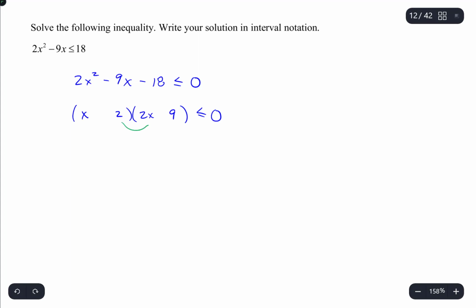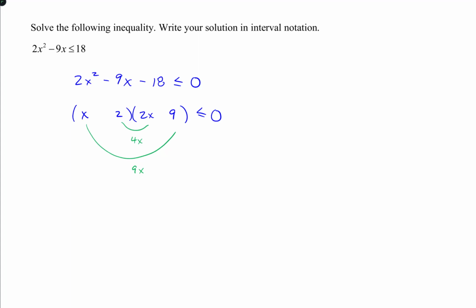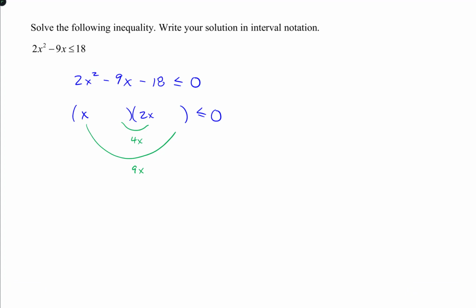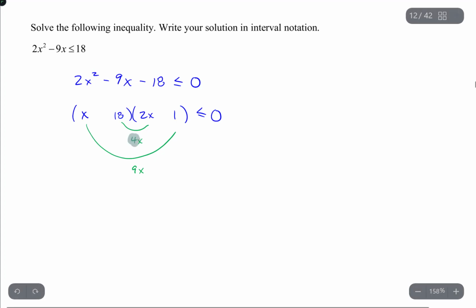All right, let's see. So 2 times 2x would give me 4x. 9 times x would give me 9x. Well, that's not going to work. So let's try some other possible values here. I believe we could try 18 and 1. So let's put 18 here and 1 there. And this doesn't actually look like it's going to work because that's going to be 36, and that's way bigger than the 9 here.